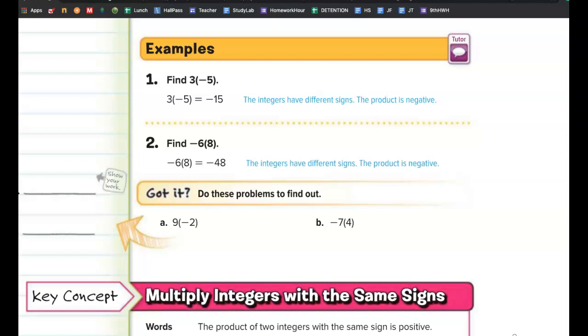Negative 3 times 5. Trey, how many negative numbers are there? 1. So is my answer going to be positive or negative? Negative. And then what's 3 times 5? 15. Questions on that one?